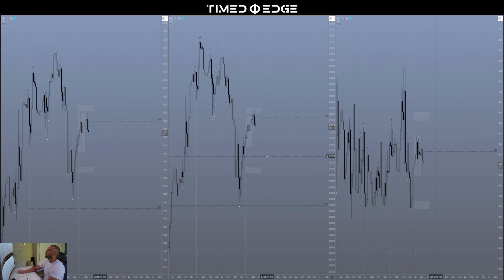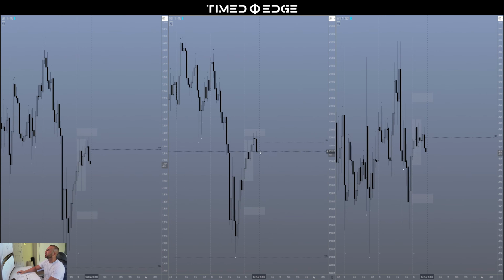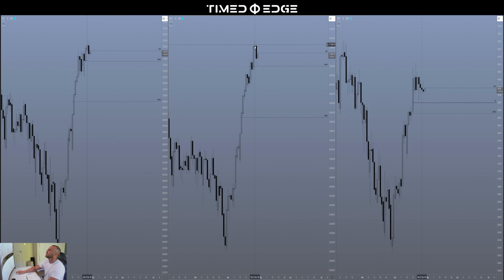So you're in short, are you? Yeah. I mean, I think this is going to go down. If we look at the daily, we've still got this three candle model here.